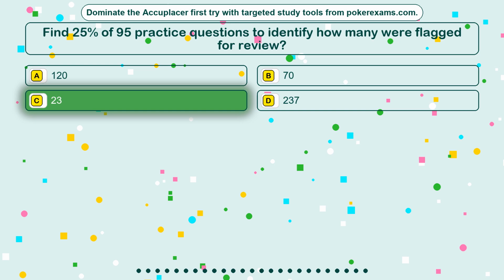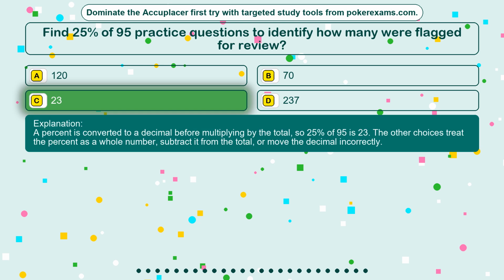The correct answer is option C, 23. A percent is converted to a decimal before multiplying by the total, so 25% of 95 is 23. The other choices treat the percent as a whole number, subtract it from the total, or move the decimal incorrectly.